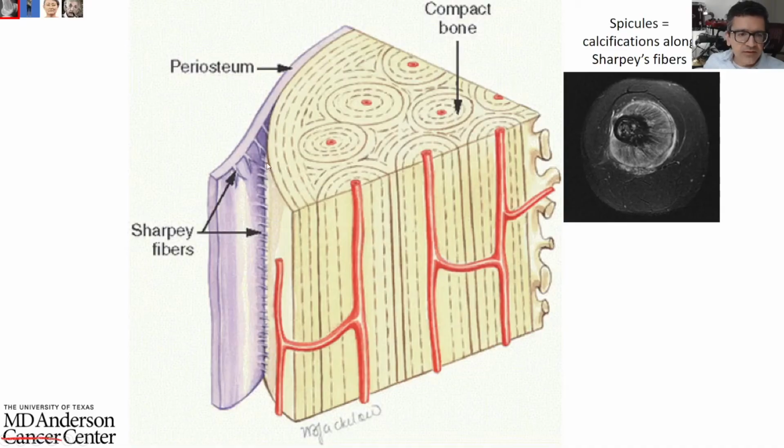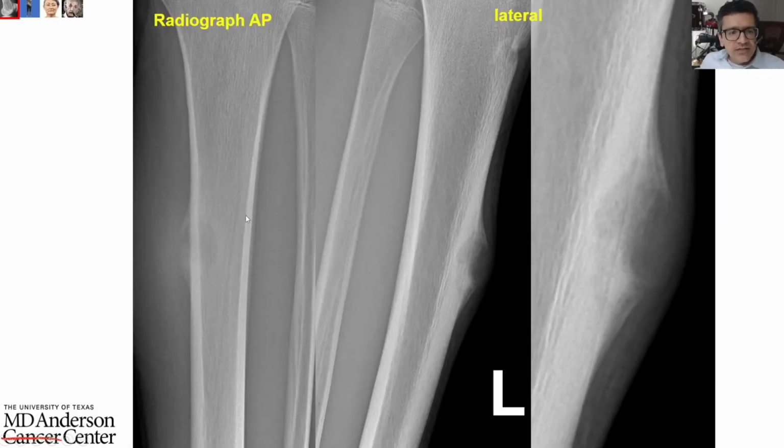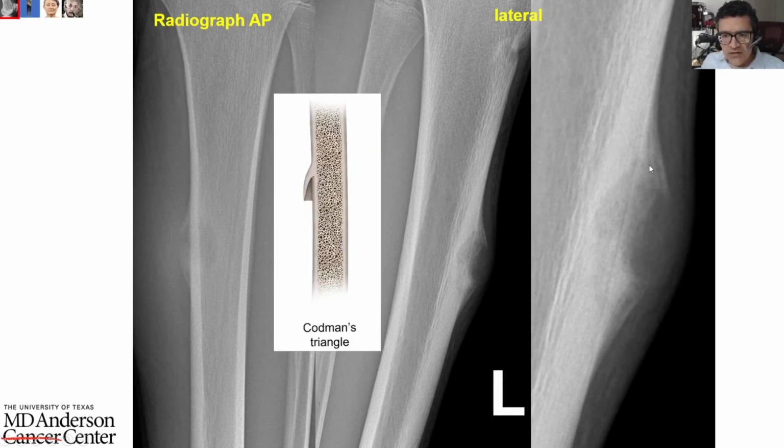And just a word about those Sharpey's fibers. These are these fibrous bands that connect the periosteum to the cortex. And they're named after William Sharpey, in case you're curious. And here's another aggressive periosteal reaction, AP, lateral and kind of oblique radiographs. This one happened to be oblique to catch this lesion perfectly in tangent. It was a cortical lesion, and if we zoom in, we can see this cortical lesion extending into the soft tissues and periosteum, and this multilamellated Codman's triangle right here.